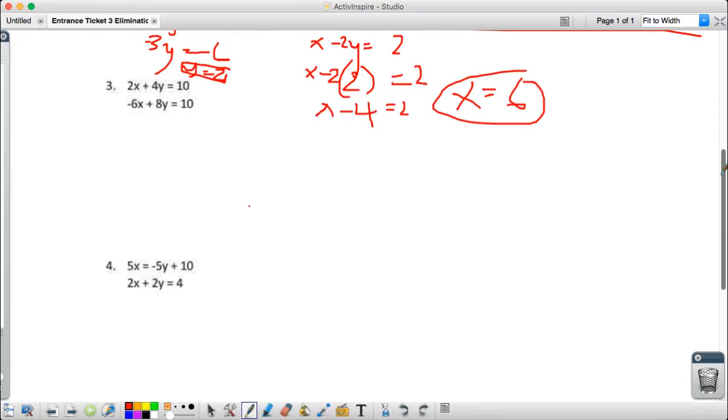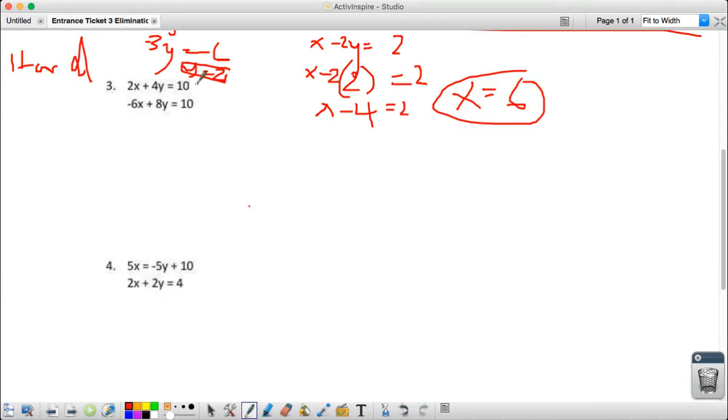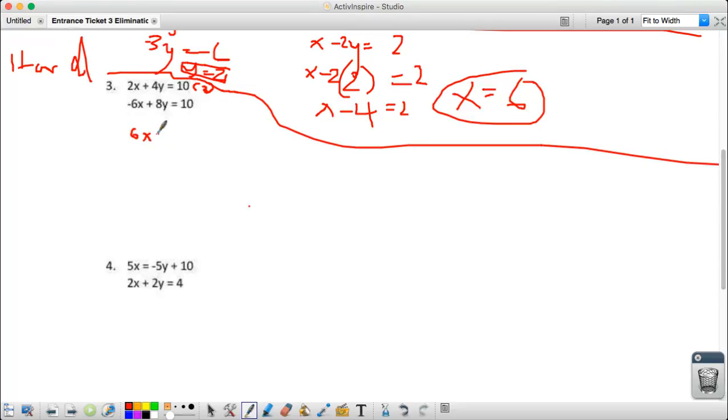Number 3 is a hard problem because you must multiply one of the equations. So let's multiply this one by 3. I'm going to multiply this one by 3 because if you multiply the top equation by 3, you end up with 6 right here, and 6 minus 6 goes away. So let's do that now. 6x plus 12y equals 30.